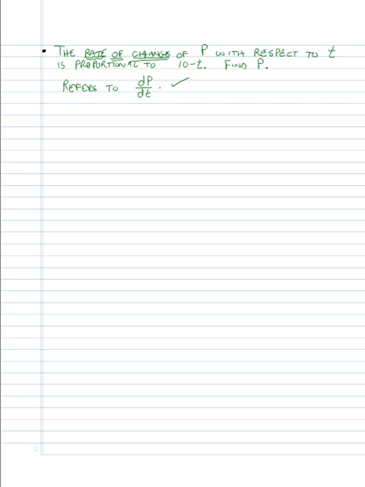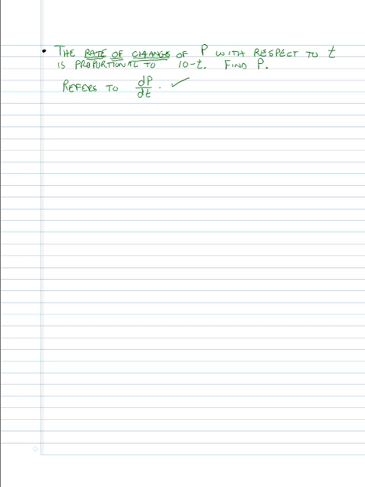Now the next thing, it tells us that this derivative of p with respect to t is proportional to something. Well, to say one item is proportional to another means the items are related by a constant factor. That is to say, x is proportional to y means that x is equal to some constant times y. And sometimes we don't know what that constant is. So that's what we mean by proportional. And that constant we call the constant of proportionality, or sometimes just the proportionality constant.